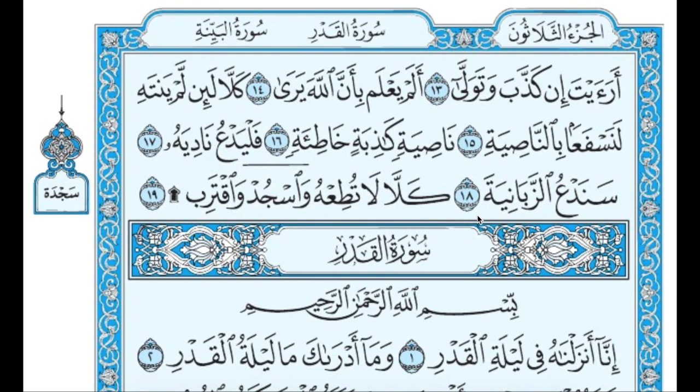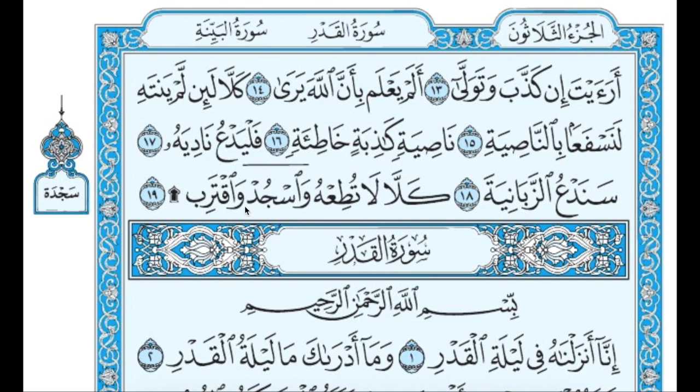سندع الزبانية. Allah says سندع الزبانية. We'll call the Zabaniya. The Zabaniya are the angels of the hellfire, the angels of torture. سندع الزبانية. This is the wasla. Remember this wasla, what it means? It means that we just continue on. سندع الزبانية. كلا. Nay, again. No. لا تطعه. Don't obey him.